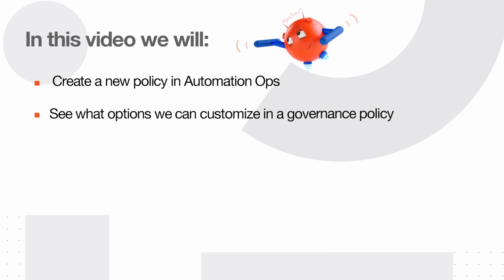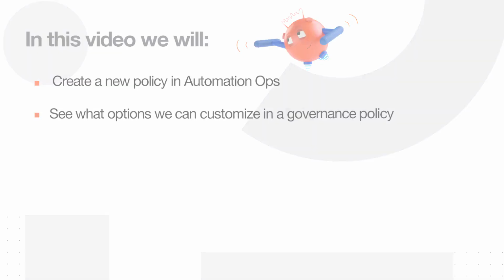As companies scale automation across their business areas and empower more and more people to participate in the automation program as users, as citizen developers, or professional automation developers, the need for governance becomes critical. And this is one of the most important reasons for which UiPath Automation Ops is here. In this first video, we'll see how to create a new policy in Automation Ops, and what are the options we can customize in a governance policy.